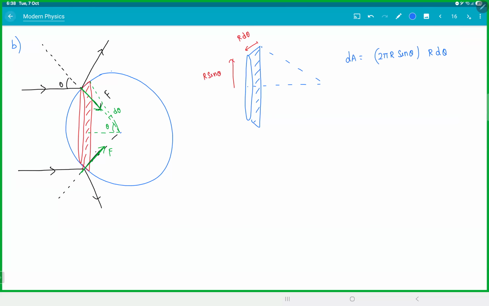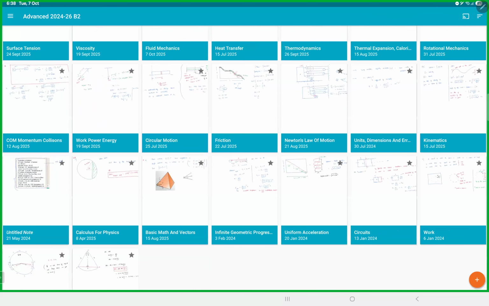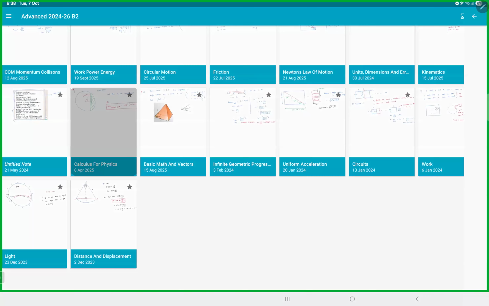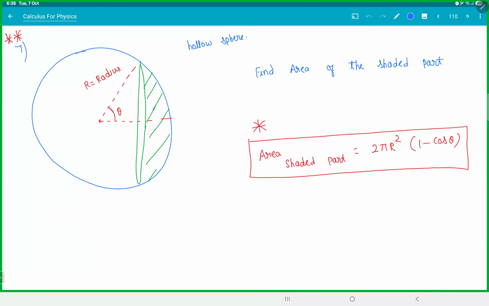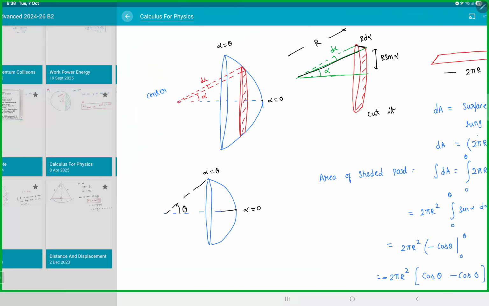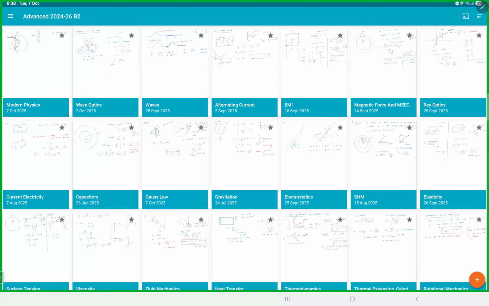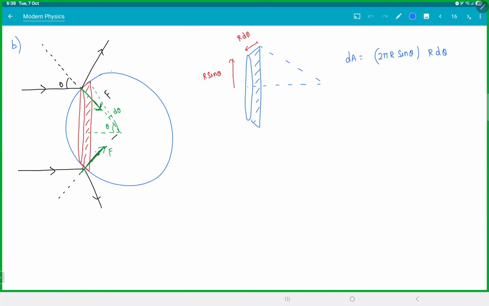The first time you encountered this was in basic calculus. There, we saw how to find the area of a strip. You take a thin ring like this, r d alpha, and when you open it, you get 2 pi r sine alpha r d alpha. This was the beginning when we did calculus, and that is how we found the whole thing. You should definitely check that out in case you don't remember this. We got the area here.